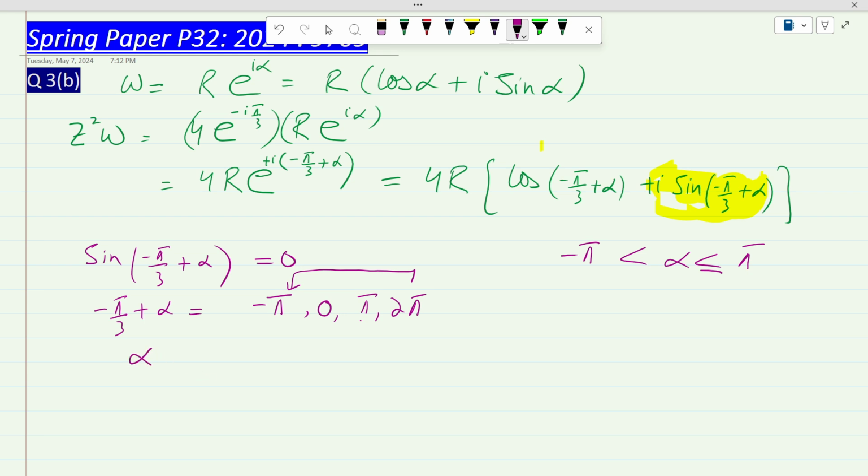So let's find the values of alpha. Minus pi plus pi over 3 gives minus 2 pi over 3. Is it inside the range? Yes. 0 plus pi over 3 is pi over 3. Then pi plus pi over 3 would be 4 pi over 3, and 2 pi plus pi over 3 as well, but the rest of the angles are not inside the range. So these are the two possible arguments for the z squared omega condition: with this omega, the arguments are pi over 3 and minus 2 pi over 3. Now we have the arguments of omega. Let's find its length, the magnitude.